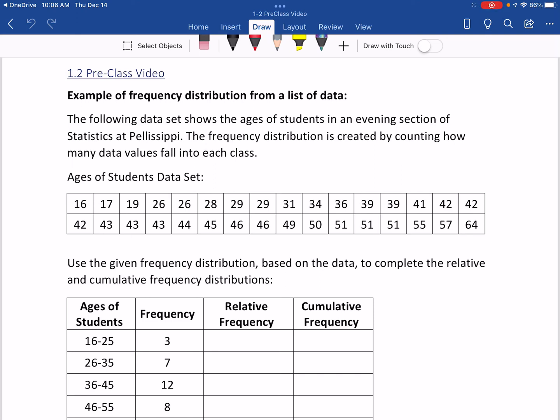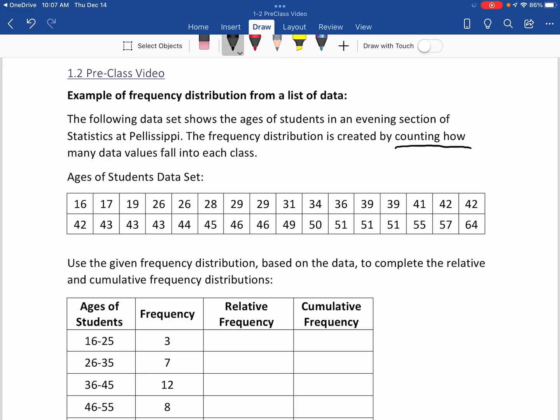All right, so in 1.2, we're going to look at frequency distributions. I like frequency distributions. It's a good way to summarize data. This data set here is the ages of students in an evening section of statistics at Pellissippi. Notice the frequency distribution is created by counting how many data values fall into each class. The classes are those equal-sized groups. Sometimes they're called bins.